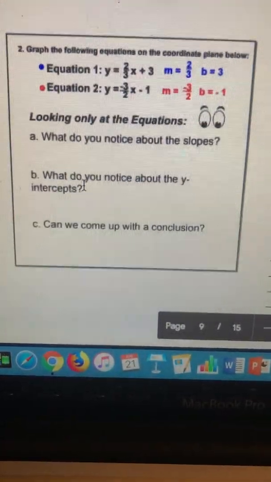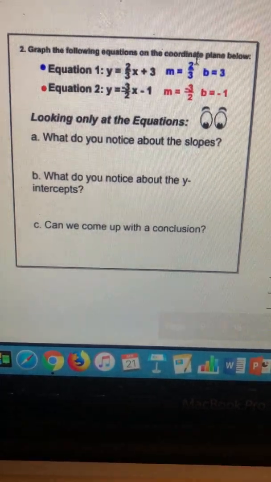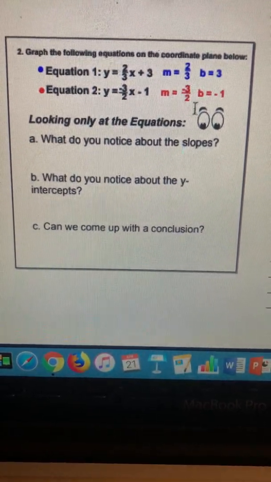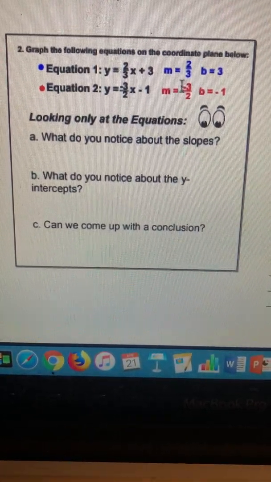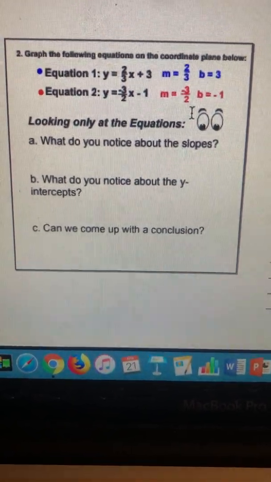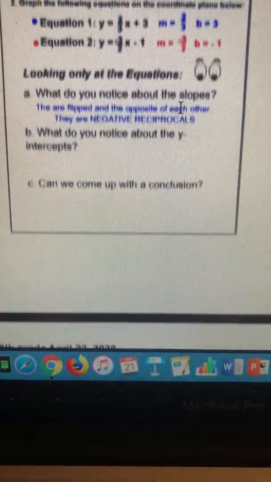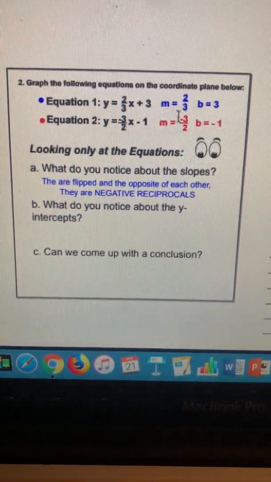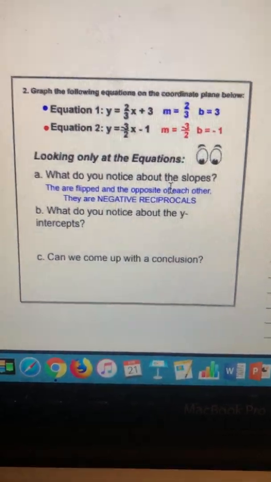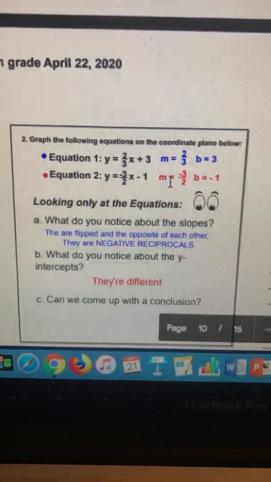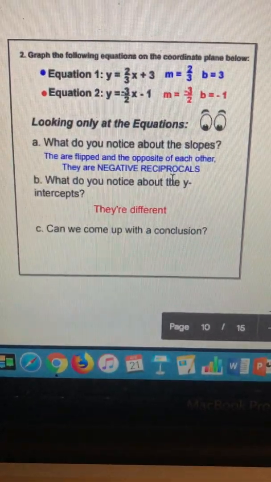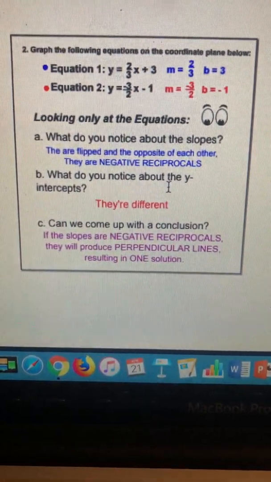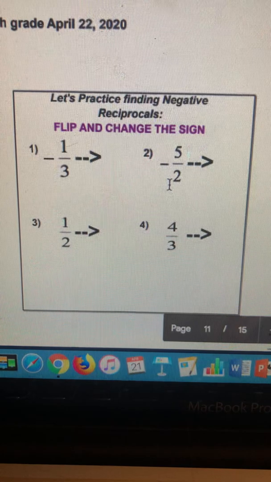So the way we can figure that out is, what do you notice about the slopes? So they kind of look similar. They're the same numbers, but the fraction is flipped around and the sign is the opposite. So we call that negative reciprocals, if you remember talking about that in class. So anytime your slopes are negative reciprocals, which means they're flipped and opposite sign, that's going to produce perpendicular lines. The y-intercepts don't really make a difference, but as soon as those slopes are negative reciprocals, you're going to get perpendicular lines.